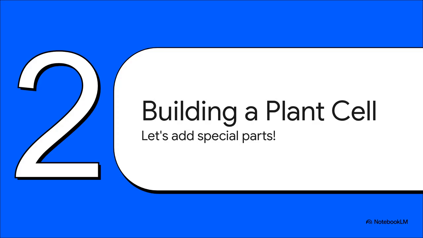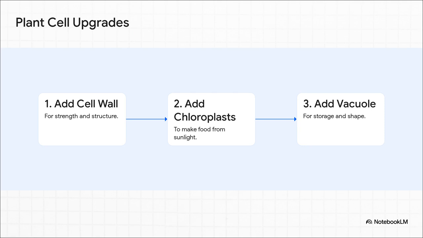Okay, so we've got our basic blueprint down. Now it's time for our first big project, building a strong plant cell. We're going to take that basic model and add the special parts that really make a plant, well, a plant. So, to upgrade our basic cell into a full-on plant cell, we need 3 special additions. We need a cell wall for strength, chloroplasts to make food, and a huge vacuole for storage. Let's break those down one by one.